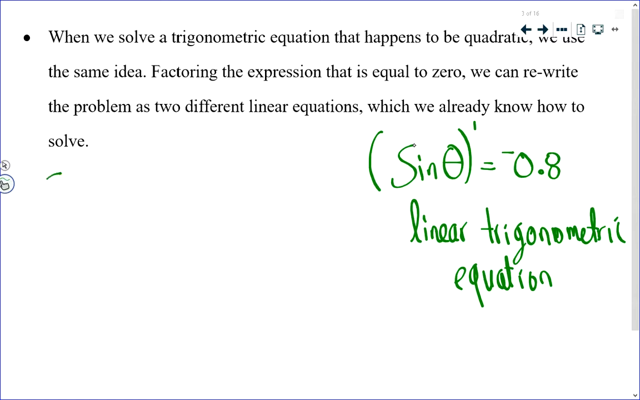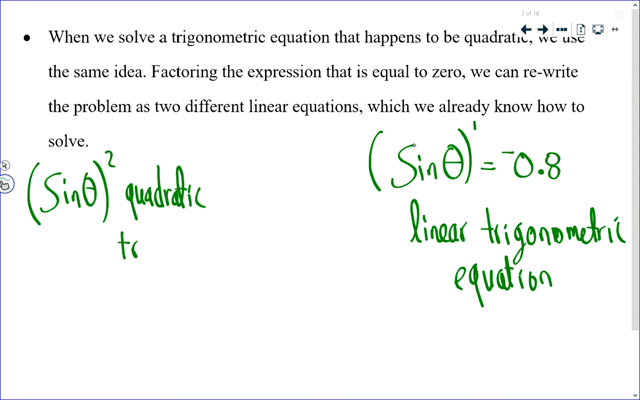If I had something that was sine of theta quantity squared, this is considered to be quadratic as well as trigonometric.